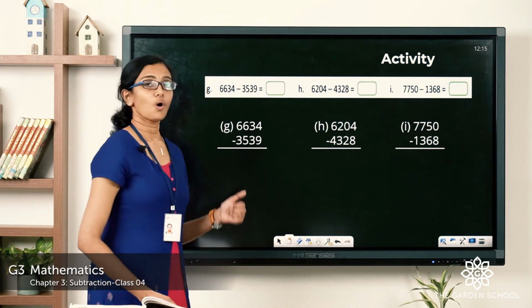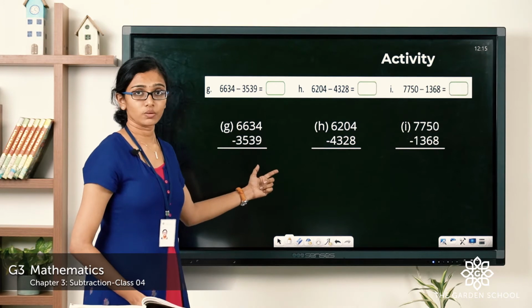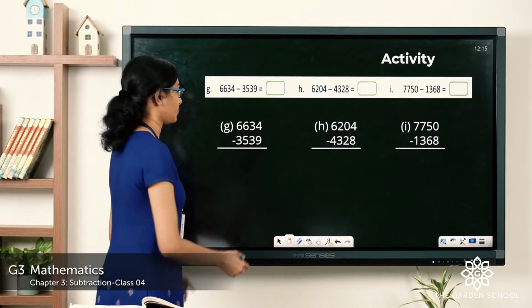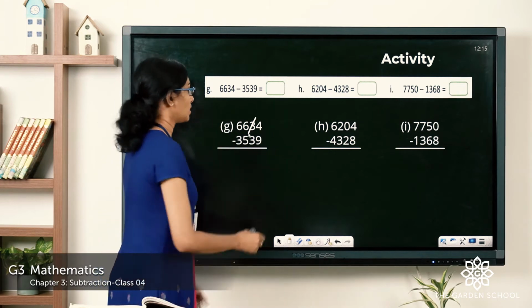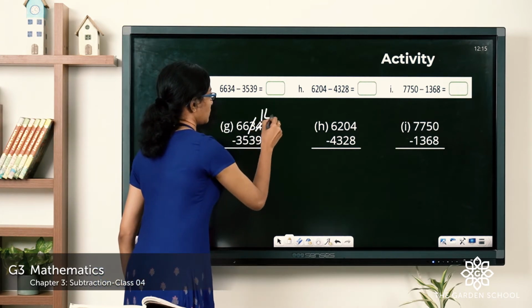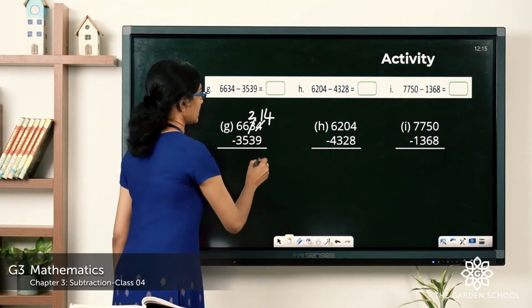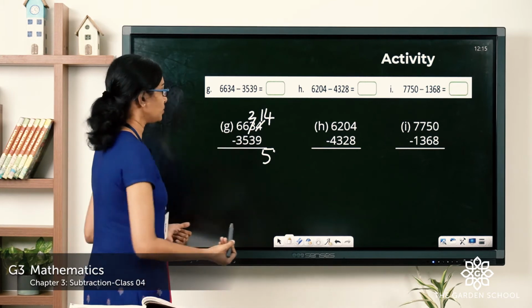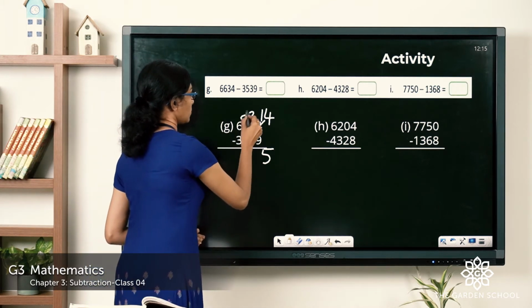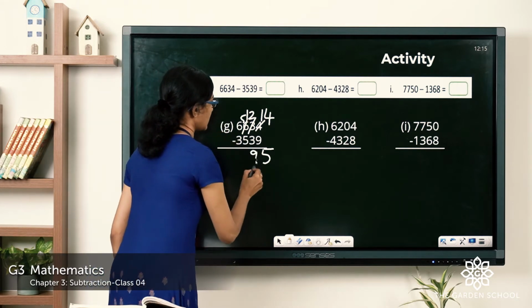Here it is 4 minus 9, which we cannot do. We cannot take away 9 ones from 4 ones, right? So we borrow. So borrowing 1 ten from the tens place and giving it to the ones place, this becomes 14 and this becomes 2. 14 minus 9, it is 5. Now 2 minus 3 again we cannot do. So we borrow, making this 12. So 12 minus 3, it is 9.